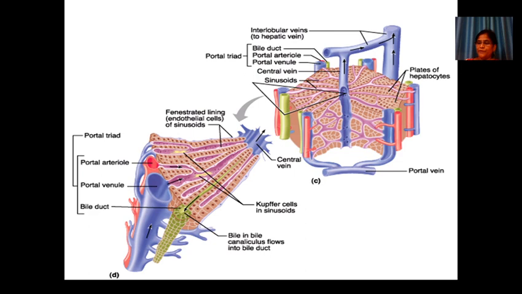So see this beautiful figure. Here this is the lobule, hexagonal in shape. That means 6 edges are there: 1, 2, 3, 4, 5, 6. So within this hexagonal shape of lobule, there are hepatocytes. These hepatocytes are cubical shaped cells. These cubical shaped cells are known as hepatocytes. Clear?